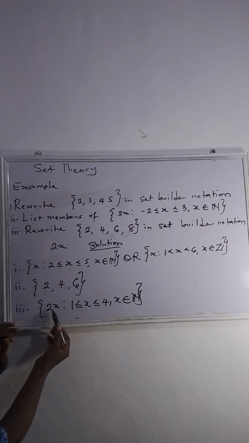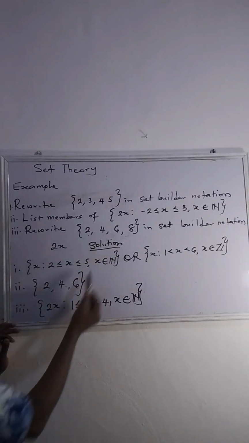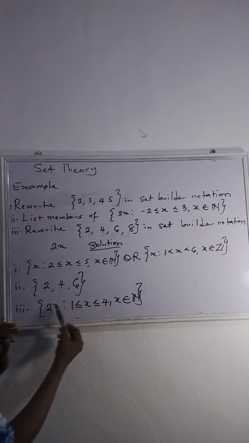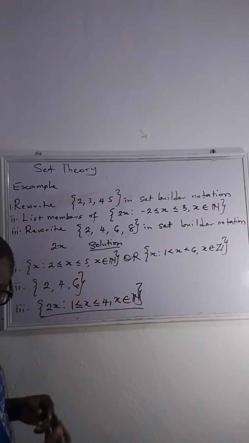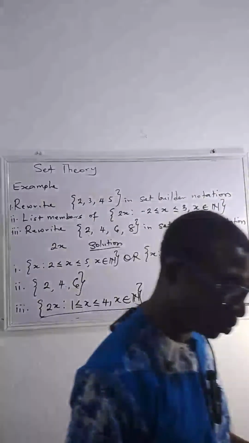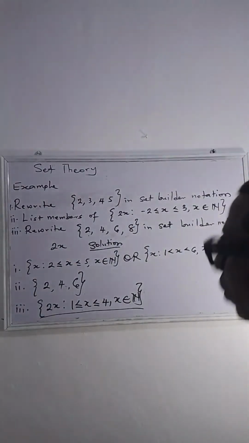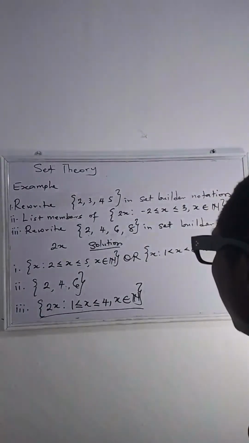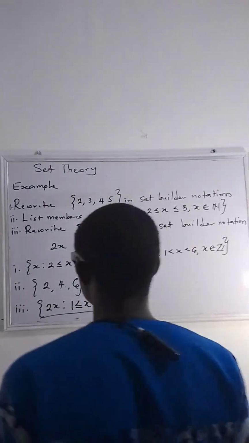So when x is 1, you have 2. When x is 2, 2 times 2, you have 4. When x is 3, you have 6. And when x is 4, you have 8. So this is going to be the answer to that problem. Before I move down to another set of questions, I want you to try this and tell me the answer. Right, let's see.